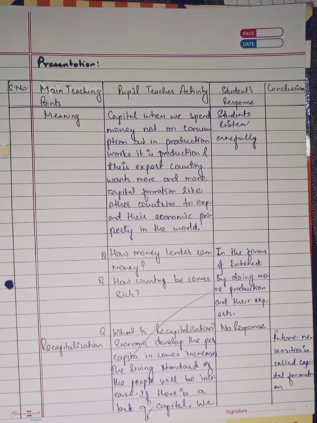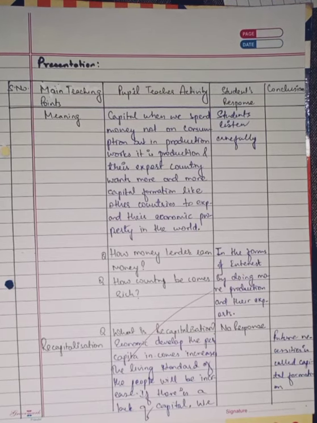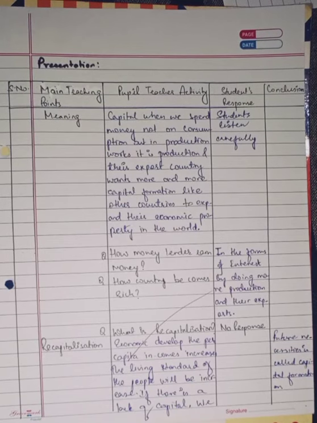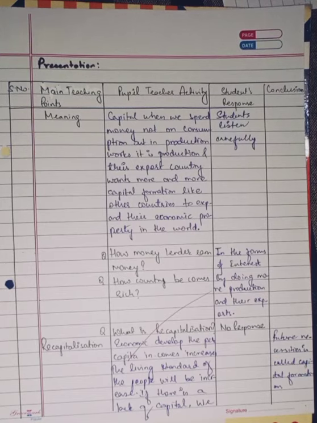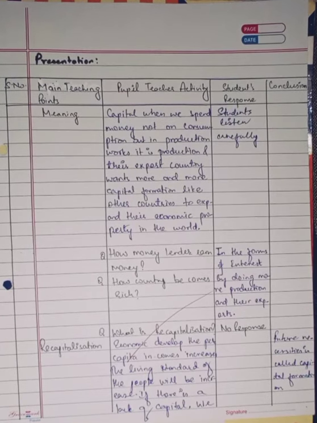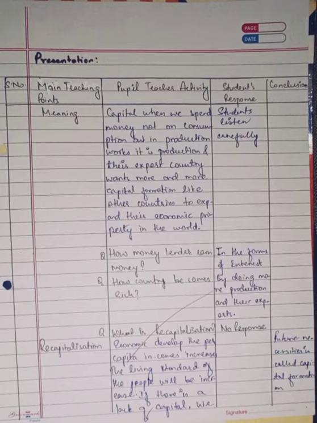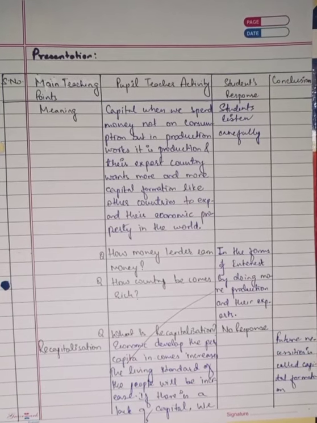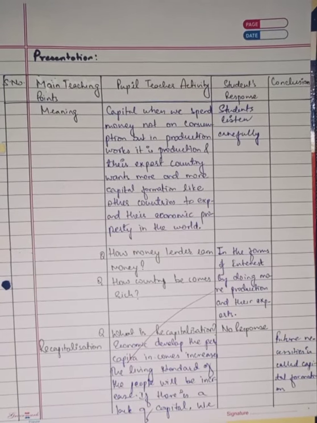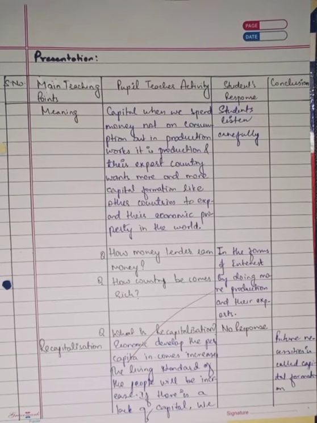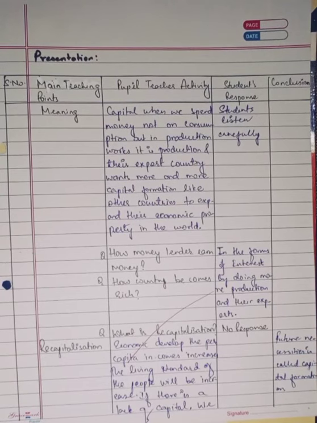The next question is: how does a money lender earn money? The student's response is: in the form of interest. The next question is: how does a country become rich? The student's response is: by doing more production and exports. Okay, and the next problematic question is: what is recapitalization? Students don't know the answer, so we have to write no response in the student's response section.